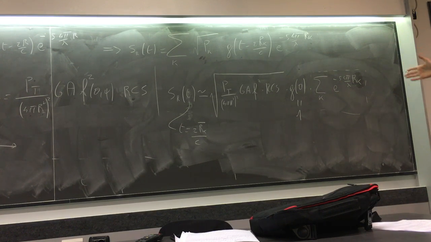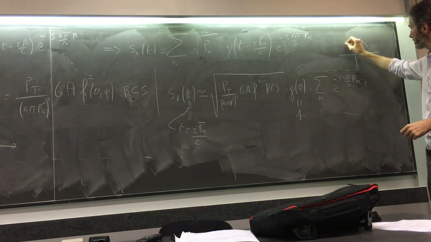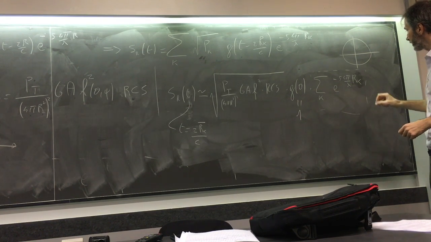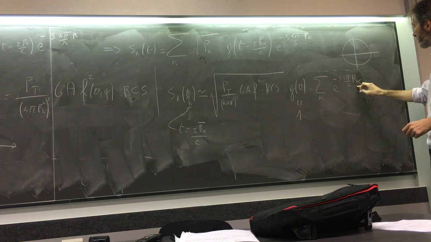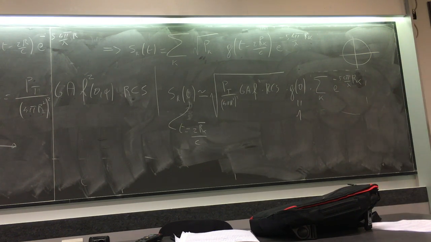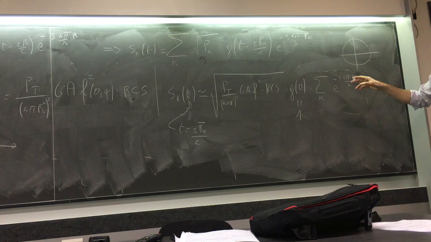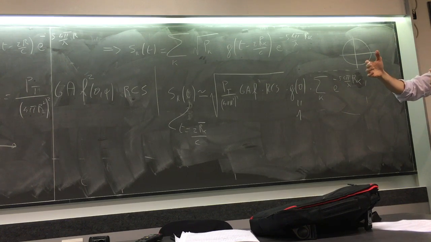We say that this phase changes very, very rapidly. For example, when the distance of the target to the sensor changes by half a wavelength, this phase changes by 2 pi. And so even very small variations of distance result in very large phase variation.